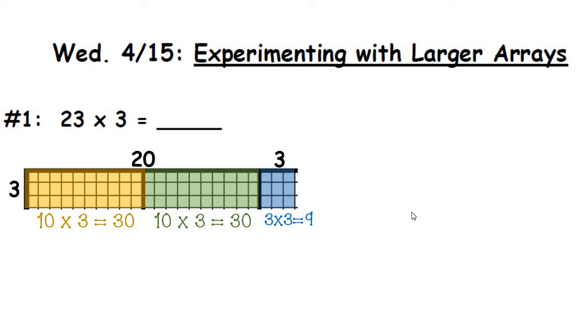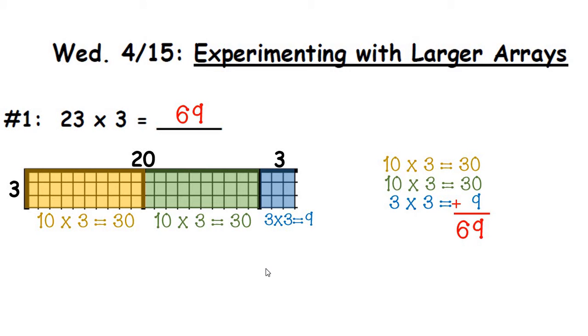To find my final product, I'll add up my partial products. So it would be 30 plus 9. And that gives me a grand total of 69 for problem number 1. Give yourself a check mark if you got it right.